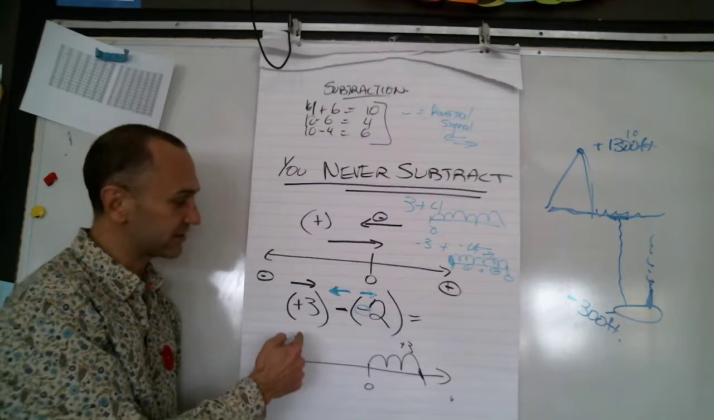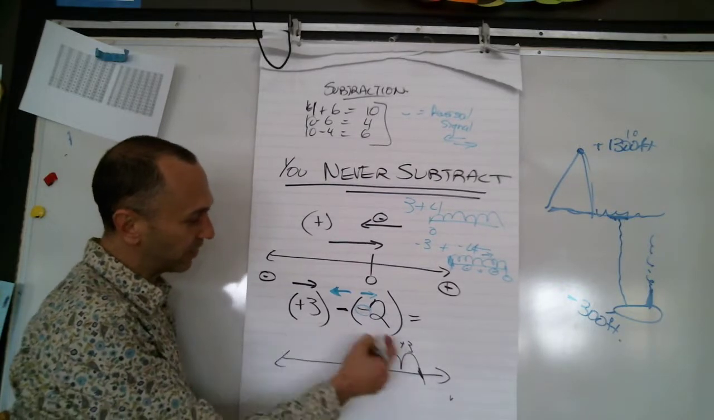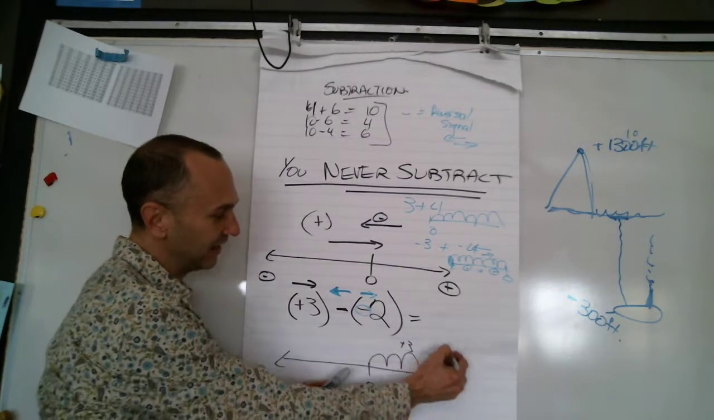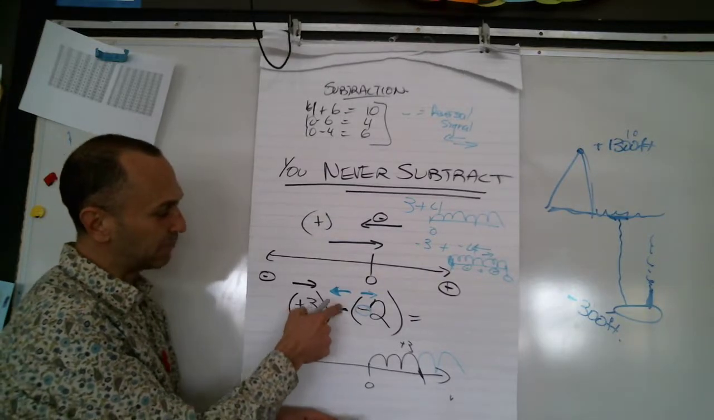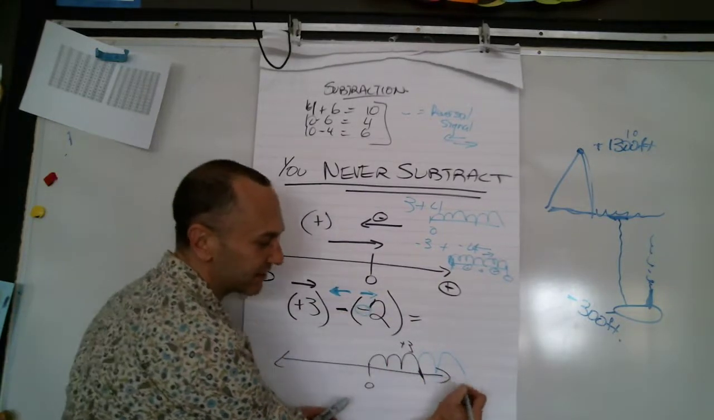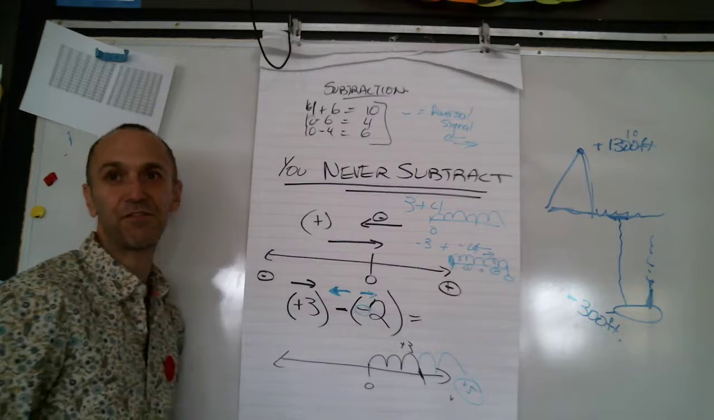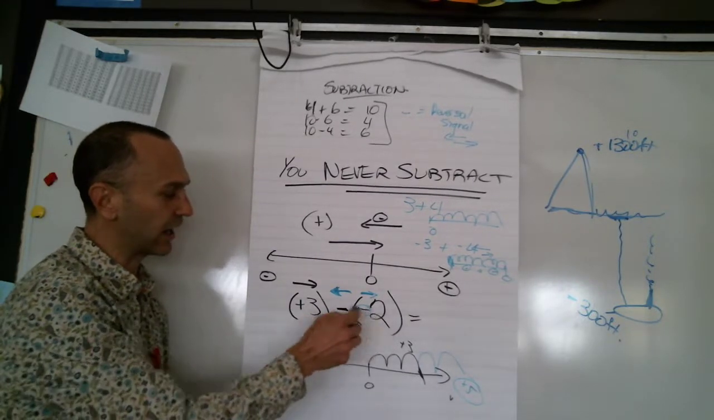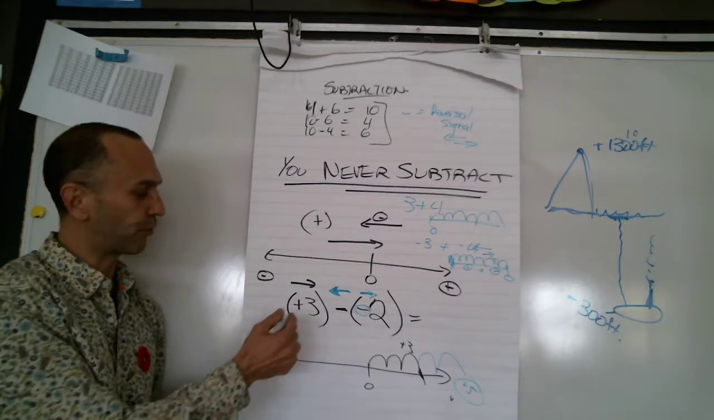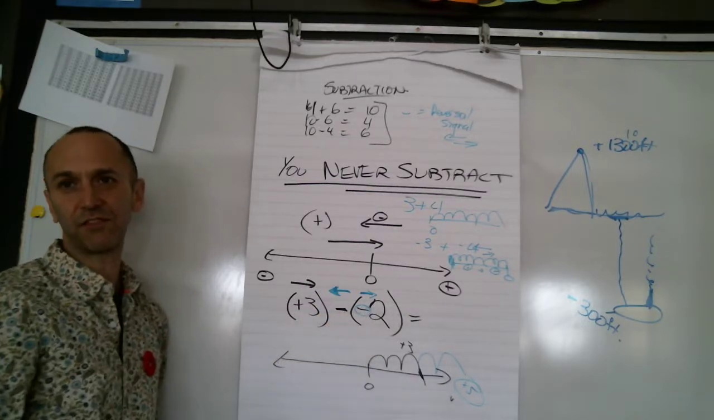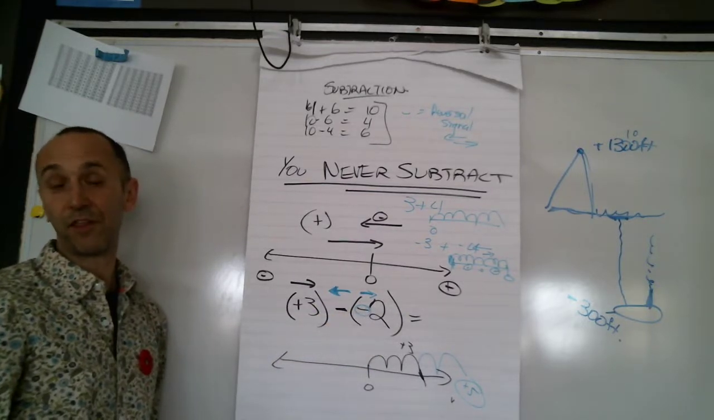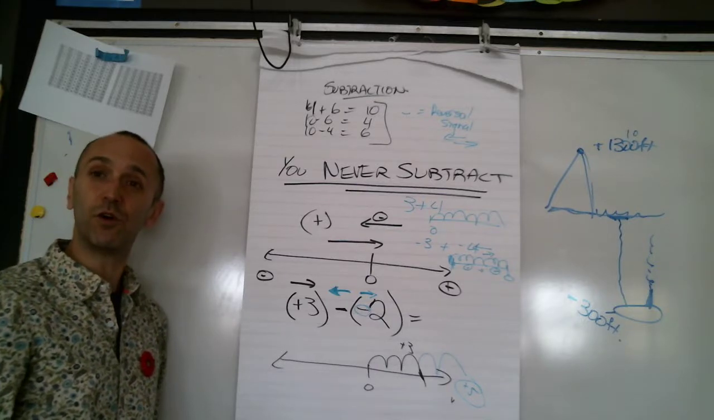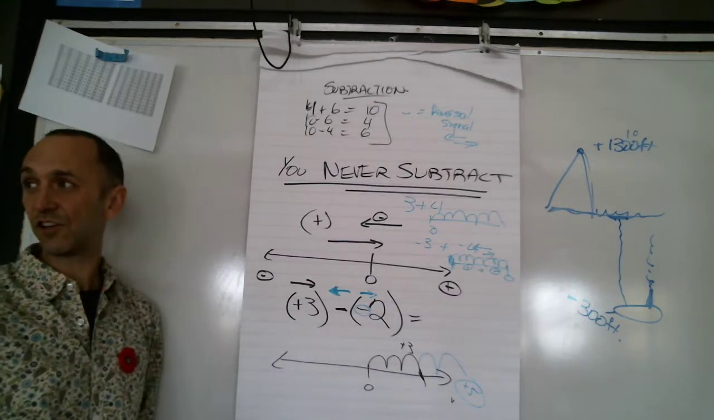So the rule is this. See how I've gone reverse, but now I'm reversing again? Positive 3 minus negative 2 is the same as positive 5. With these numbers, how else could I write that equation? 3 plus 2. So here's the rule when you see a subtraction in integers.